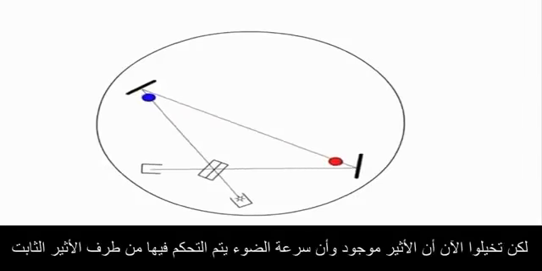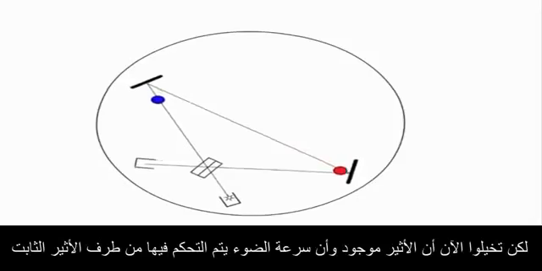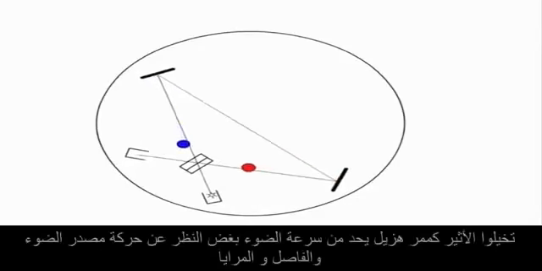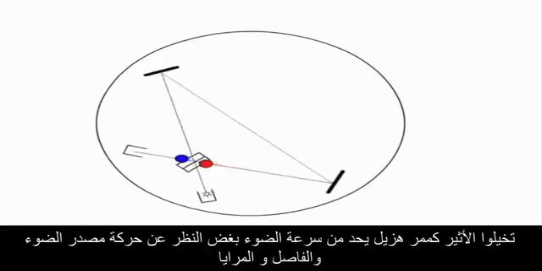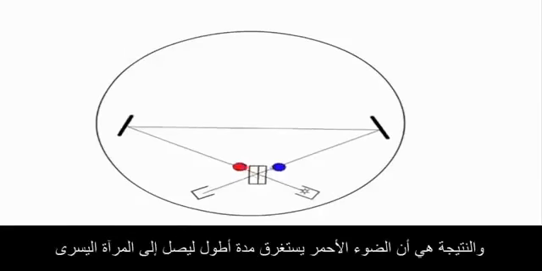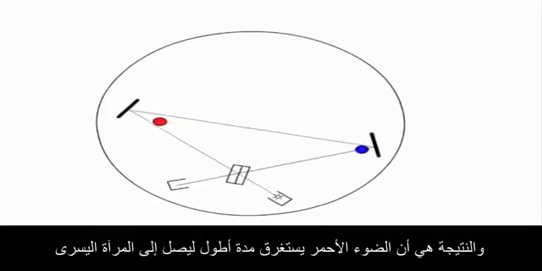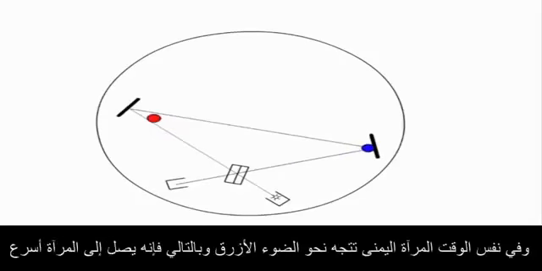But now imagine that the ether exists and the speed of the light is controlled by the stationary ether. Imagine the ether like a thick treacle that limits how fast the light can travel, independent of the motion of the light source, the splitter, or the mirrors. The result is that the red light takes longer to reach the left-hand mirror. Similarly, the right-hand mirror is coming towards the blue light, so it reaches the mirror quicker.